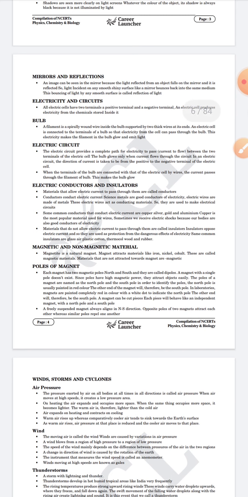Electric circuit. The electric circuit provides a complete path for electric current to flow between the two terminals of the electric cell. The bulb glows only when current flows through the circuit. In an electric circuit, the direction of current is taken to be from the positive to the negative terminal of the electric cell. When the terminals of the bulb are connected with the electric cell by wire, the current passes through the filament of the bulb. This makes the bulb glow.